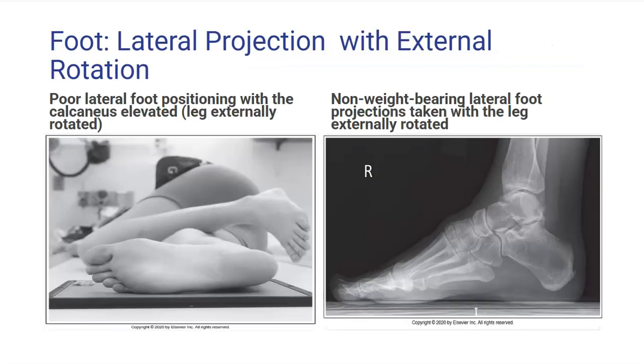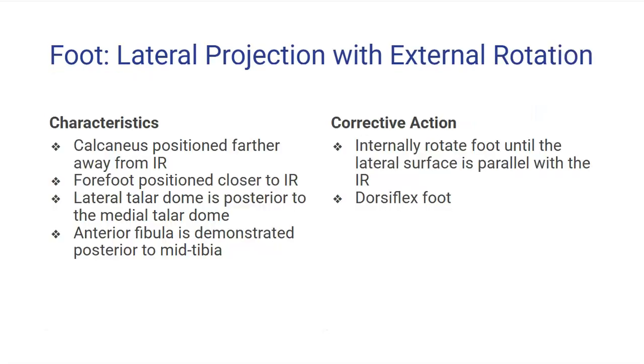Now when there's external rotation, the lateral talar dome shifts posterior to the medial talar dome, and the anterior fibula moves posterior to the mid-tibia. This occurs when the forefoot is more in contact with the IR and the calcaneus is shifted away from the IR. Here are those characteristics for your review.